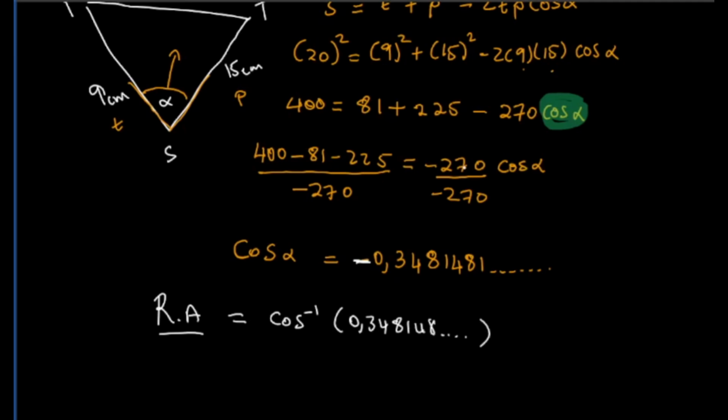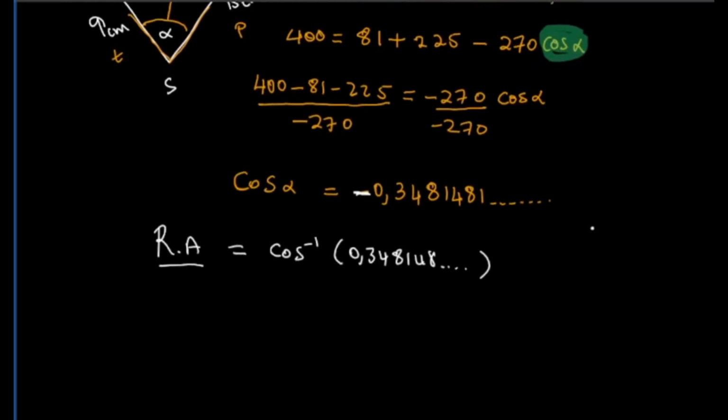Please don't put the negative. I'll explain why. What is your reference angle equal to? When I just put cos inverse of answer, what do you get? It's 110.37. Okay, so our reference angle is 110.37 degrees.